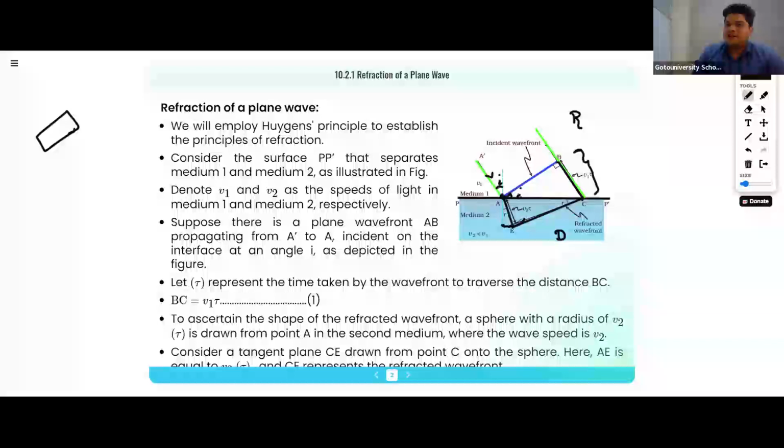This is the angle of incidence. This is the angle of reflection. This is medium 1, this is medium 2. Okay, yes, the diagram is clear. Then we will proceed further. Yes, now what will happen?